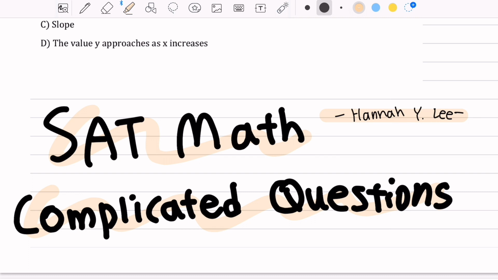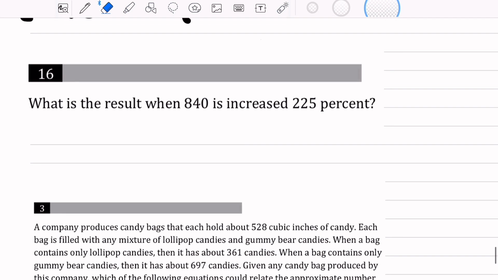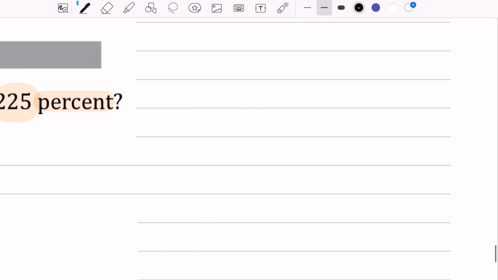Let's move on to the question. Question 16. What is the result when 840 is increased by 25%? This question is not complicated, but it can be tricky if you don't know the difference between increase and just percent. Let me take a quick and simple example with a small number.